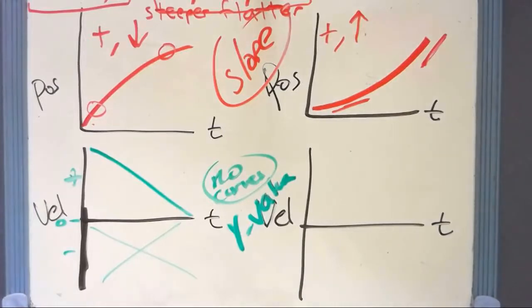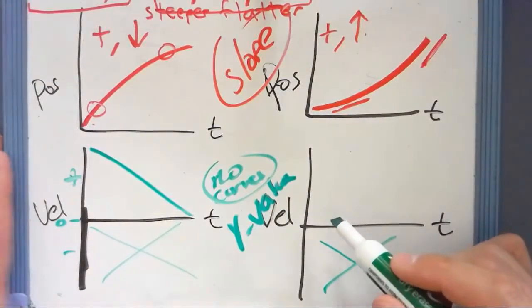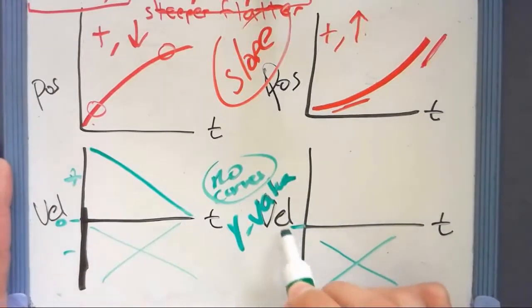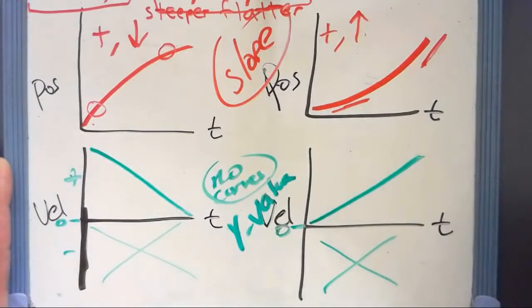How do you draw positive increasing speed on a velocity versus time graph? Pause the video and do that. All right, positive increasing speed. Positive means we're above the x-axis, nothing down here. Increasing means to speed up, you're going to be going away from zero now. So positive increasing speed would look like this.